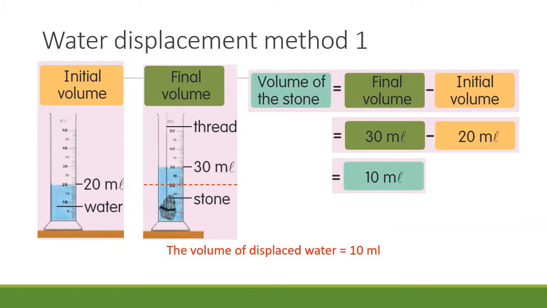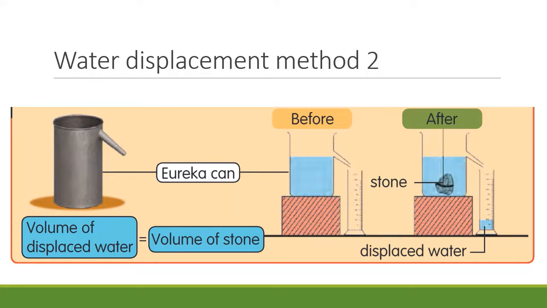The volume of displaced water equals 10 milliliters. Means the volume of the stone is 10 milliliters. Water displacement method 2. We can use the Eureka can to measure the volume of stone. Fill the Eureka can to the level of the opening. Then we put in the stone and then we find out the volume of displaced water. The volume of displaced water equals the volume of the stone.